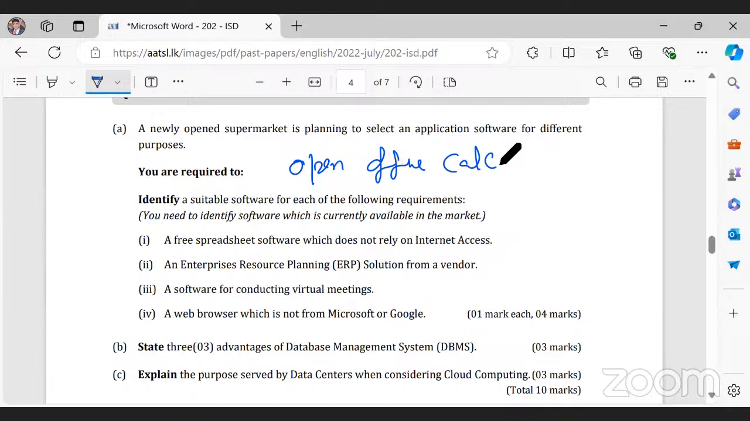An enterprise resource planning ERP solution from a vendor. Now, this is not free. There is no free thing here. You can say SAP, Oracle. A software for conducting virtual meetings: Zoom, as we are using now.